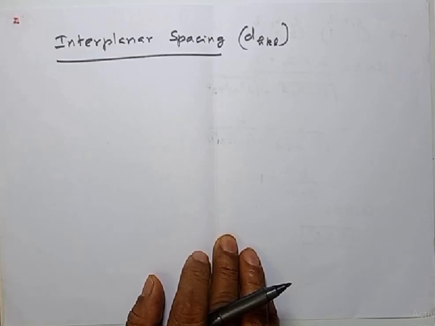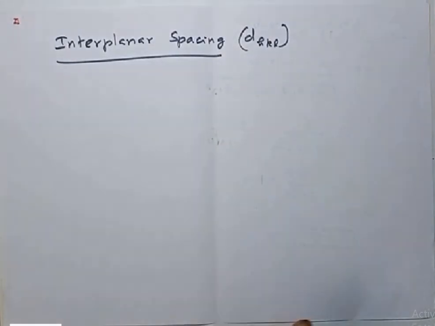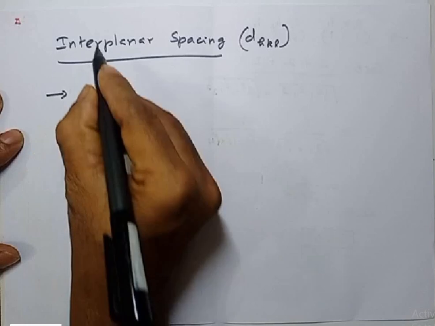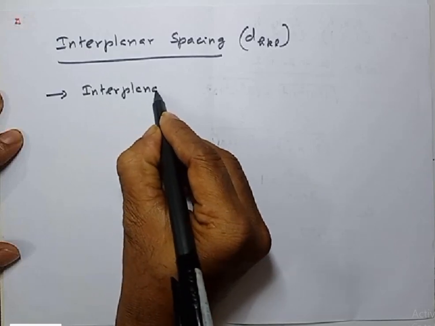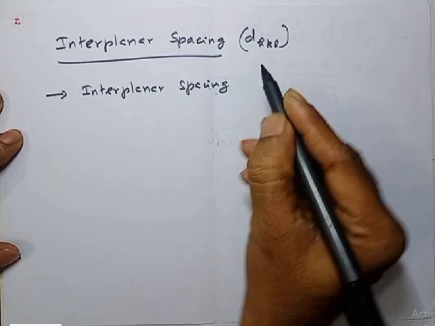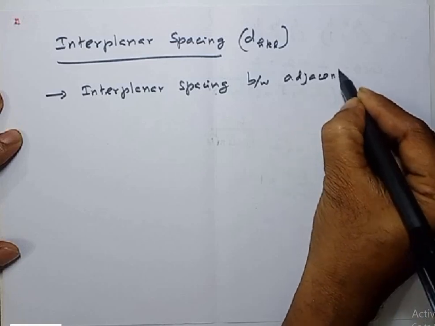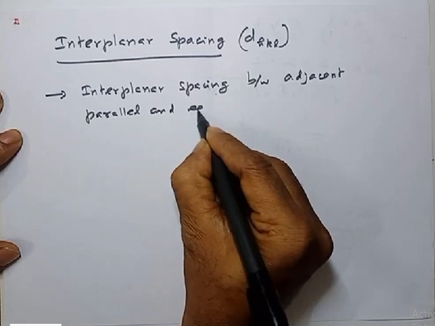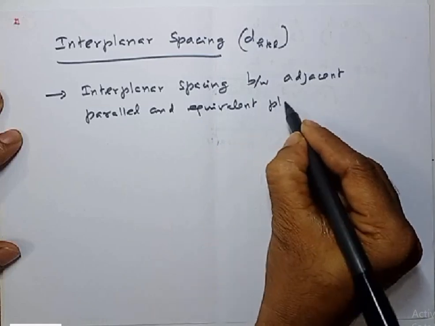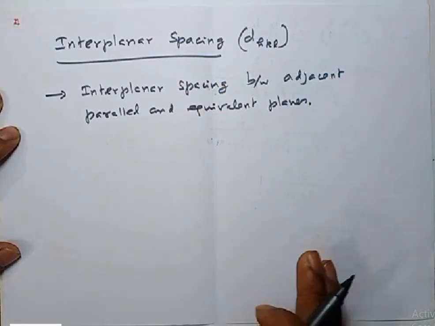Take note. Our next task is to find the interplanar spacing, to understand what interplanar spacing is and how to find it between equivalent and parallel planes. So, we are going to find interplanar spacing between adjacent, parallel and equivalent planes. This is very important. Equivalent planes: if one plane is 1 1 1, the next parallel plane should also be 1 1 1.